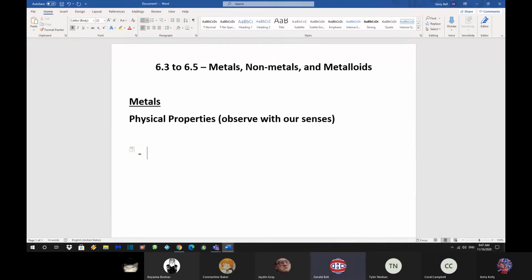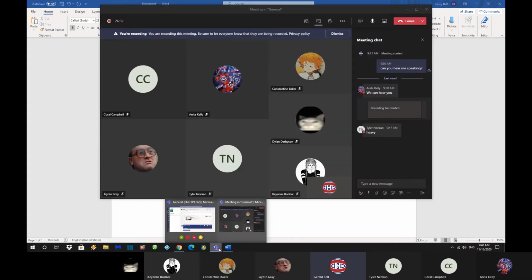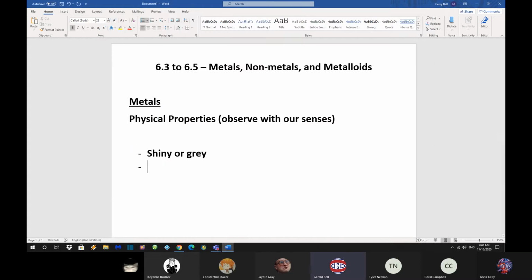So in no particular order, you'd probably think that it was shiny or gray in color. And I'm talking metals in sort of their purest forms. And we're not talking about the alloys, brass or things like that. We're talking about ones you can find on the periodic table. Yeah, heavy. Thanks. Yeah, so if you're holding on to it, you would think it would be heavy or dense.